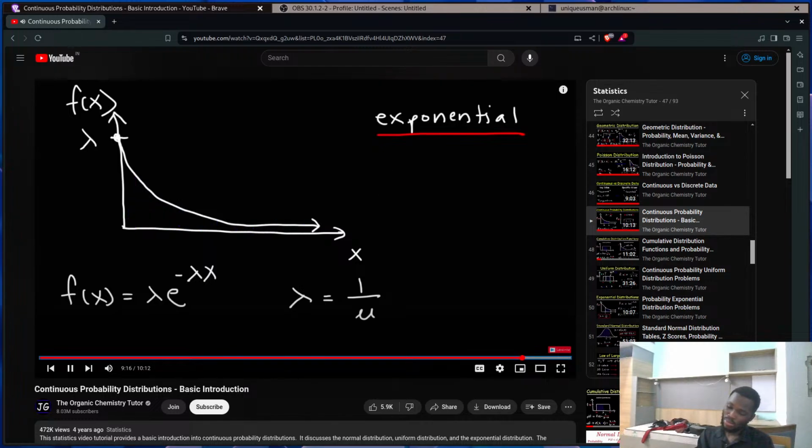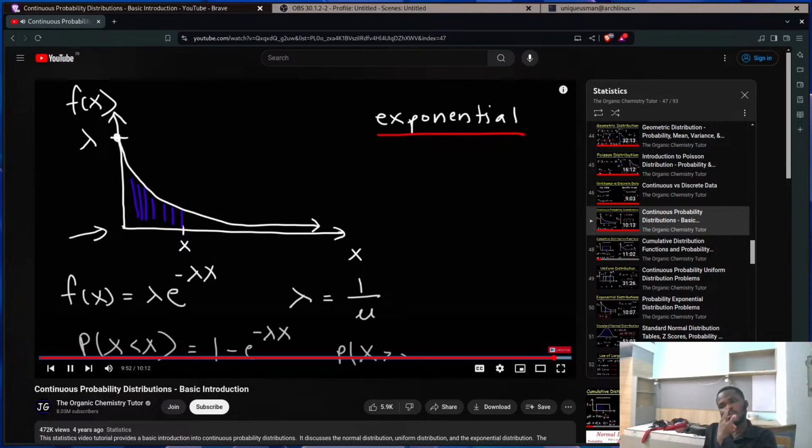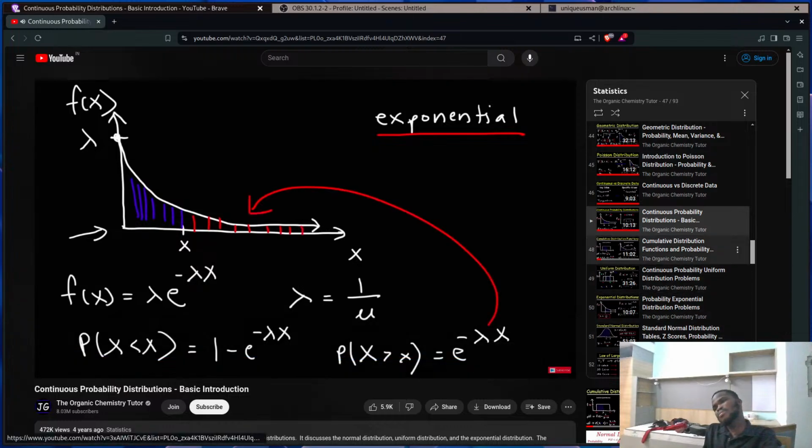I have to erase a few things, but let's say if we have this point x and we wish to calculate the probability that x is less than x. So that is the area shaded in blue. The formula for that, to calculate the area under the curve of that region, is going to be 1 minus e to the negative lambda times x. Now, if you want to calculate the probability that x is greater than x, it's simply e to the negative lambda times x. In this case, that would represent the region under the curve to the right. So those are some other formulas that you want to know.